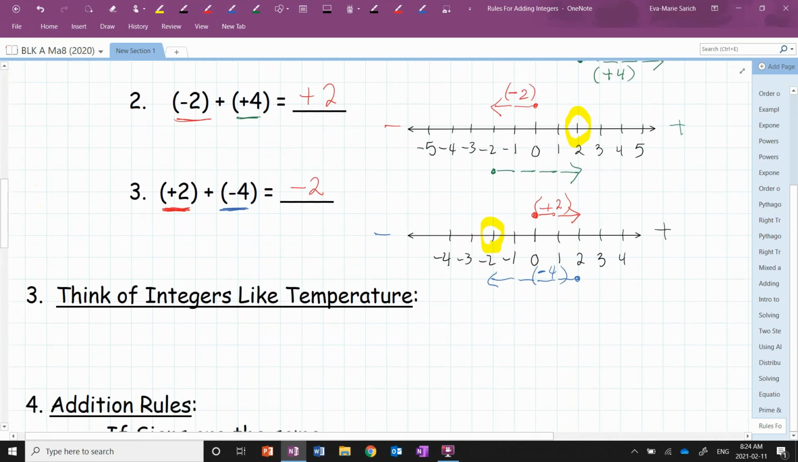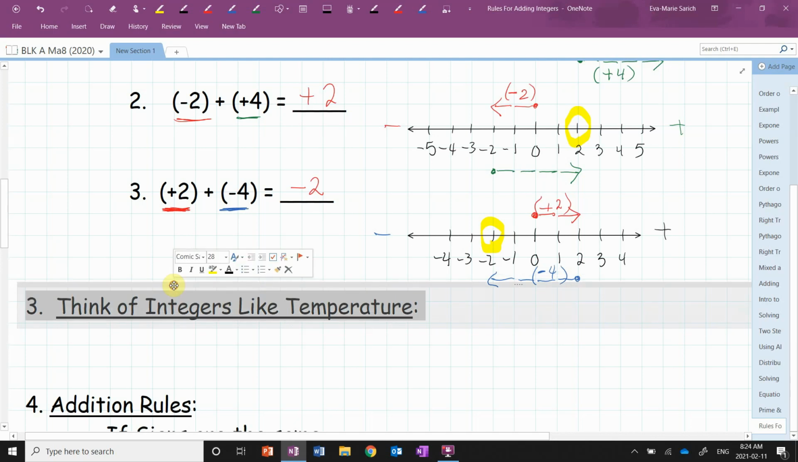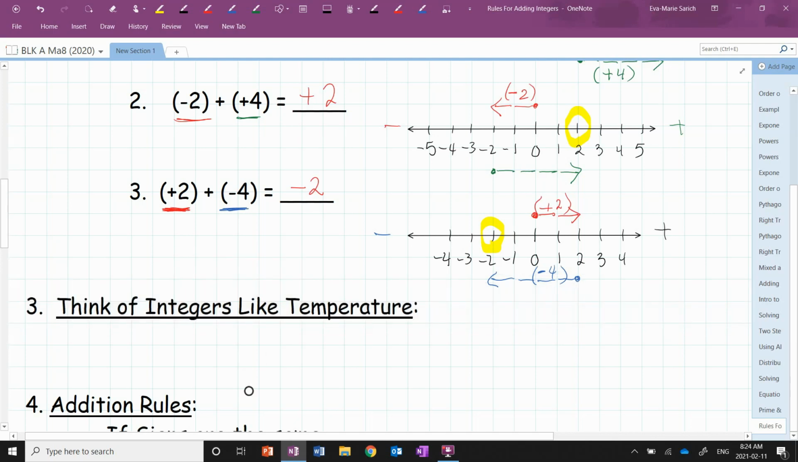Now, I'm going to talk about integers a lot in terms of temperature, okay? So if we think about integers like temperature, right? I'm thinking that you recognize that positive integers, right, are going to be like hot temperatures, right? Red hot. Negative integers are going to be like cold. And what happens when we add hot and cold together?